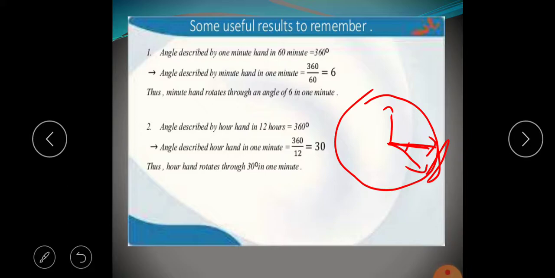Whether you take the hour hand or the minute hand, the degree made from 1 minute to 2 minutes is 6 degrees only. The degree made from 15 minutes to 20 minutes is also 6 degrees per minute. So 0 to 5 is 6, 0 to 10 is 12, then 18, and it goes on like that in multiples. The angle subtended by the hour hand in 1 minute will be 0.5 degree, while the minute hand is 6 degrees per minute. That is very important also.